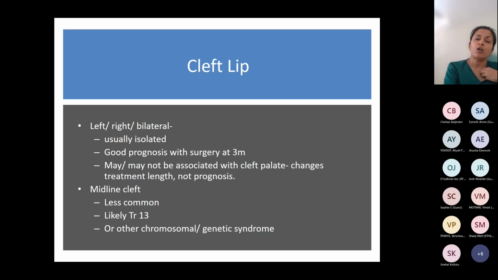So cleft lip is often either left or right, sometimes can be bilateral. Very rare to be bilateral, but it can happen. And usually isolated and good prognosis with surgery at 3 months. May or may not be associated with cleft palate. And of course, the presence of palate can change the treatment length. Now, in order to assess the palate for the baby, John Radcliffe Hospital, our tertiary centre, had started offering all cleft lip babies an MRI to look at the palate.